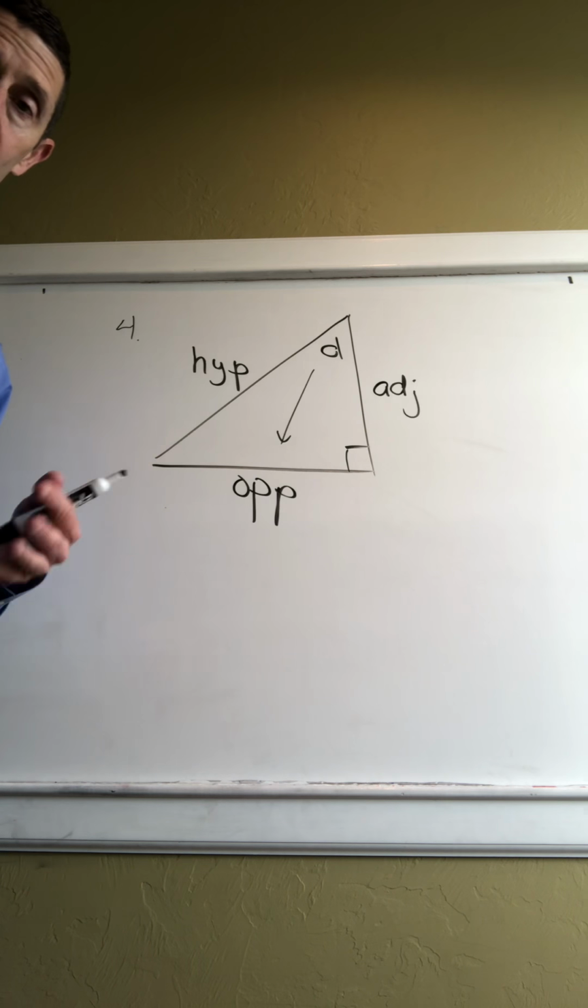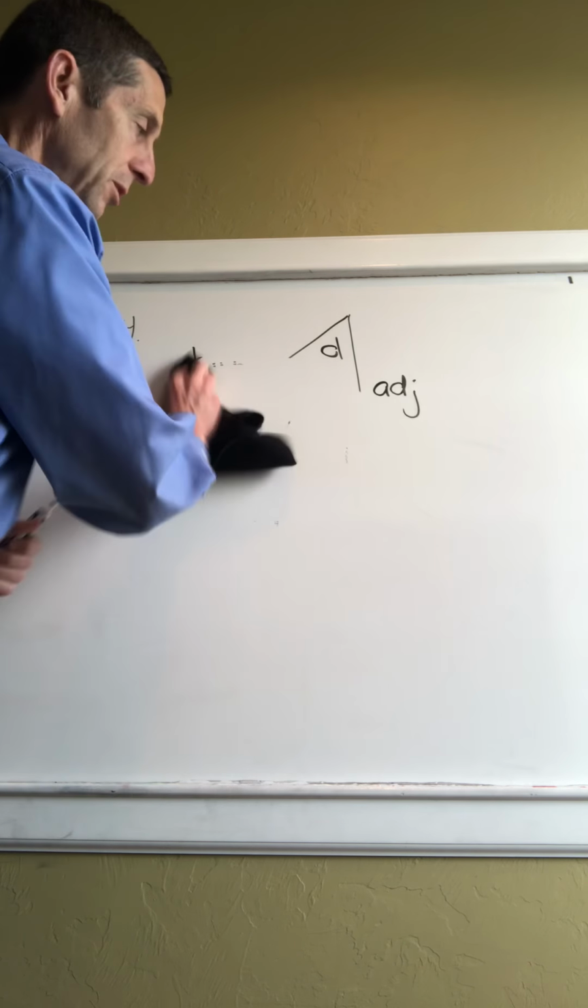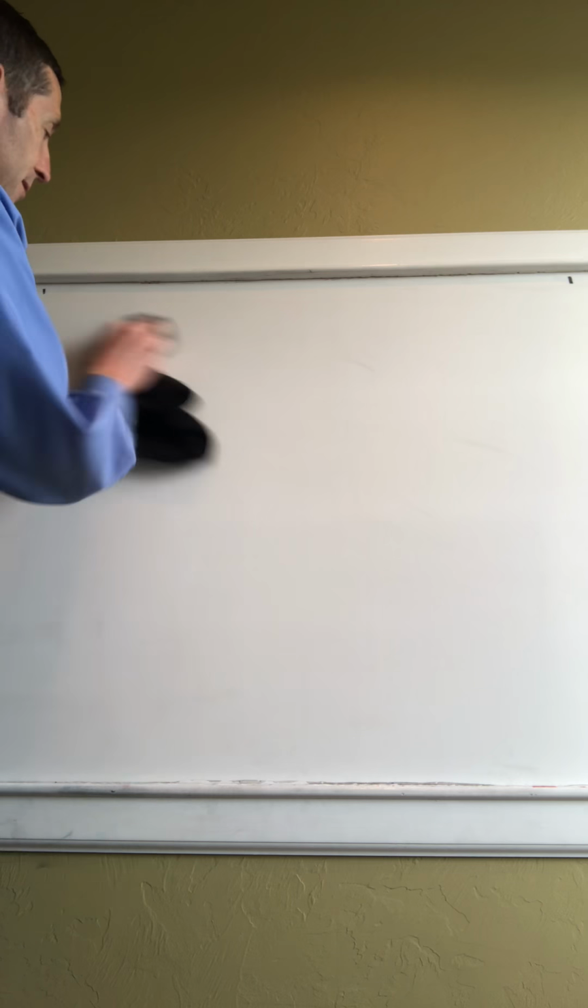So we work with these trig ratios with hypotenuse, opposite, and adjacent. Knowing those 3 sides, you are off to an awesome start.